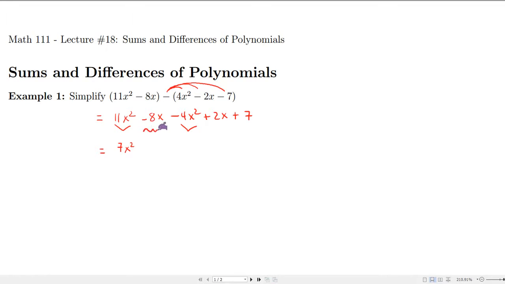And then we have this term, which has an x, and this term, which has an x. So these two x terms combine, and negative 8 plus 2 would be minus 6. So minus 6x is your new coefficient. And then you're left with one other term, which happens to be a constant term. So if there was a constant term from the first polynomial, you would combine those as well. But this is it. So that is the simplified version of that difference there.